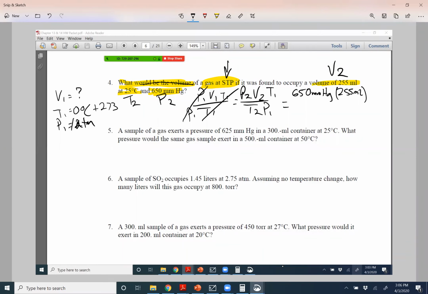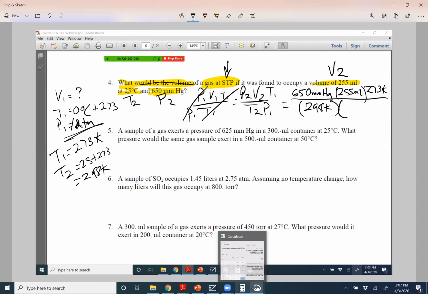So we have to add 273 to both of our temperatures. Temperature 1 is 273 Kelvin, and temperature 2 is going to be 25 plus 273 to give us 298 Kelvin. Then we're going to divide this by temperature 2, which we just said was 298 Kelvin, and then pressure 1, which is standard pressure, 1 atm is what I've written down.